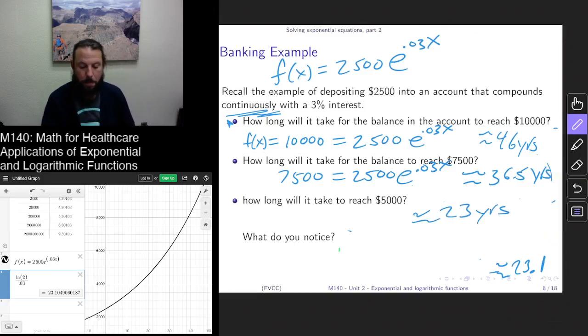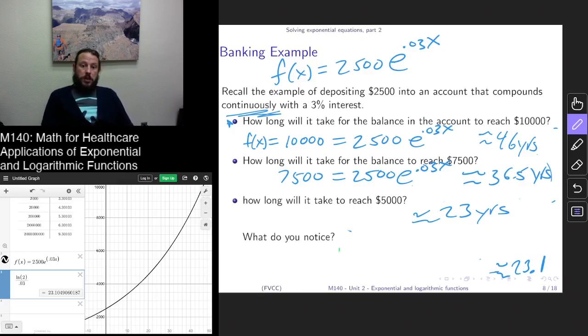So let's see. Notice it took 13 years to go from 5,000 to $7,500 in the account. That's a difference of 2,500. That first difference of 2,500 took 23 years. All right.